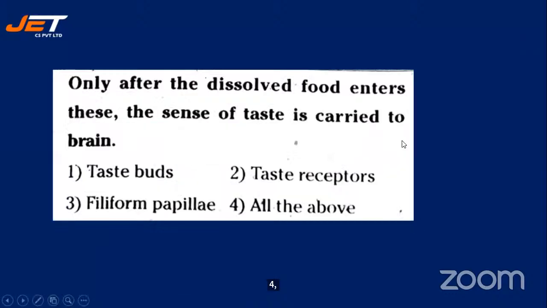Yes. Next. Only after the dissolved food enters these, the sense of taste is carried to the brain. See, if you take the buccal cavity, that is the mouth cavity, we have teeth and we have tongue. And then we have salivary glands. Here you have to go with the odd one out again. Taste buds, taste receptors, filiform papillae, and all the above. What's the answer, children?